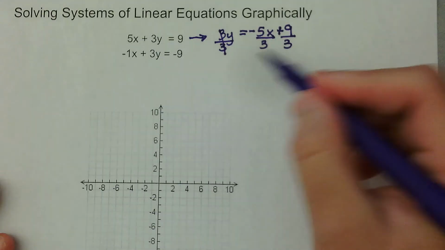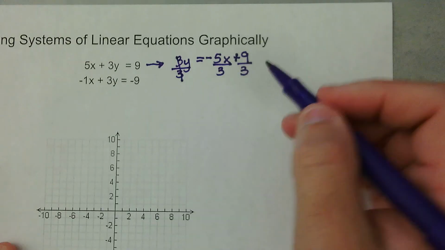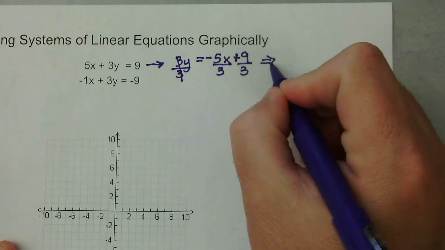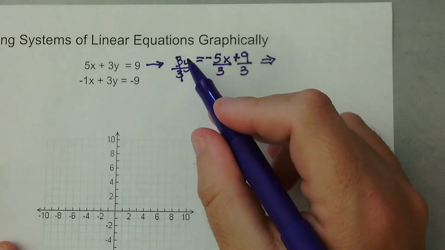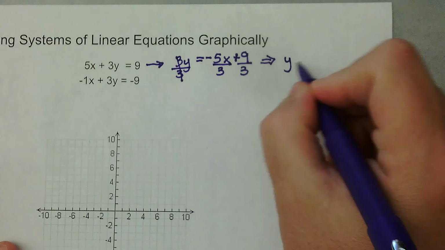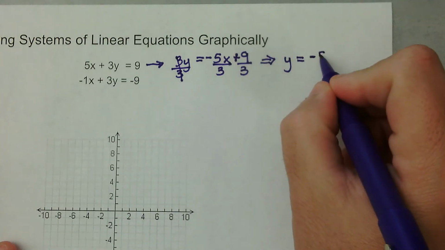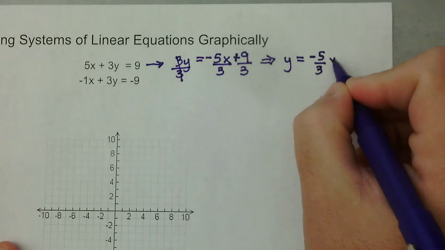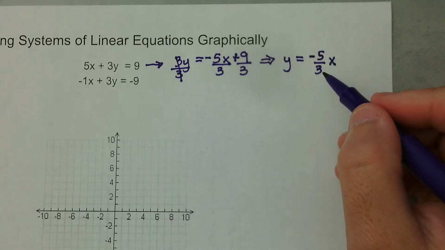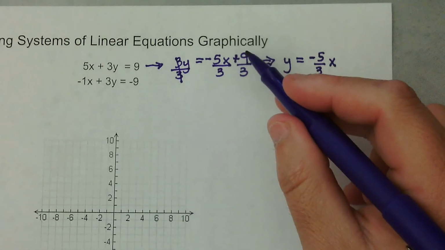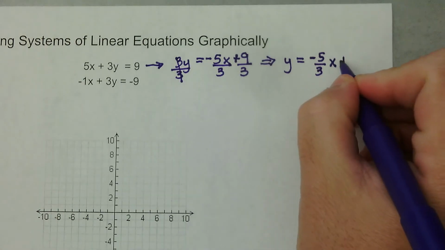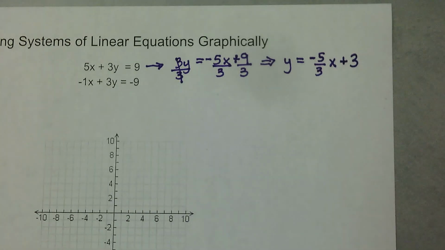We're going to reduce what we can, and we're going to rewrite our linear equation into slope-intercept form. So the y is now by itself, and the slope is an ugly fraction, and we're going to keep it in fraction form. Don't change it to a decimal. Always keep it in fraction form when you're graphing. And then 9 over 3 is positive 3. So there's our first line.